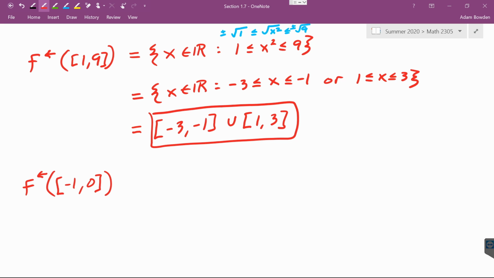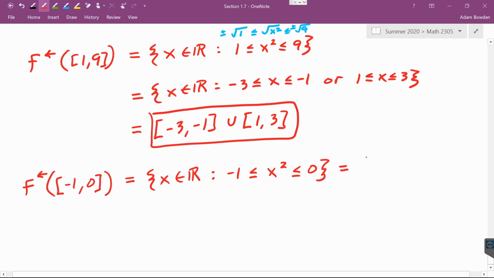Let's consider the inverse image of the interval from negative 1 to 0. What this would stand for is the set of all x in the real number set such that negative 1 is less than or equal to x squared less than or equal to 0. Now the issue here is x squared is never a negative number. So there's really no values of x here that satisfy that inequality except for one number, and that's 0. So this is really just going to be the singleton set of 0.